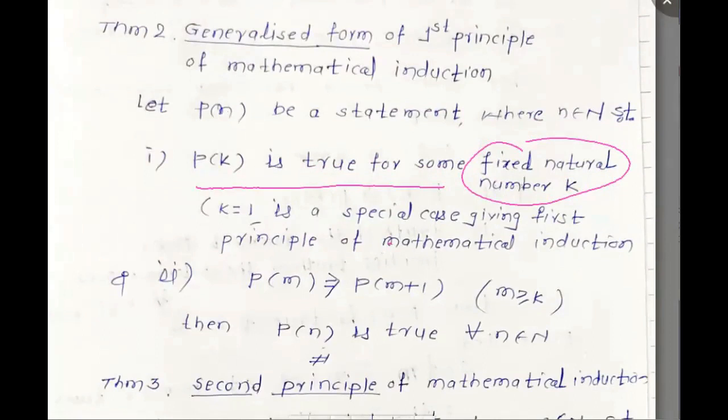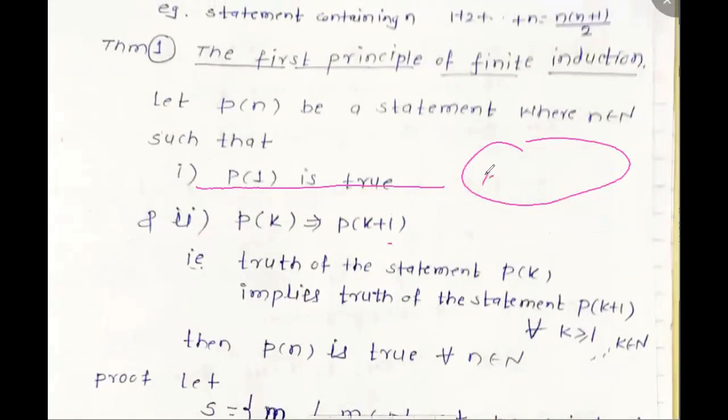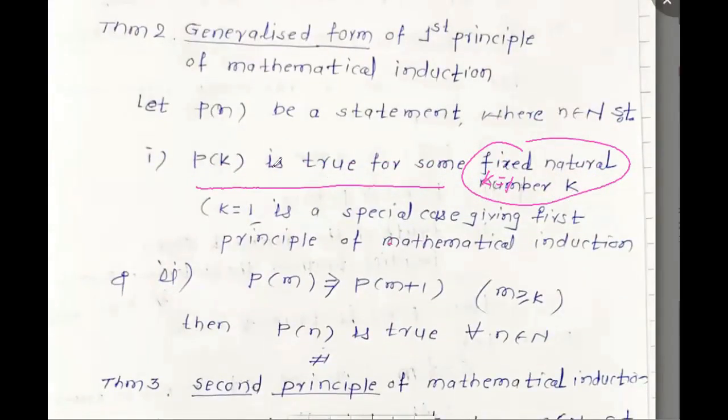The first form is the case when k is 1, that is, P of 1 is true in the first form. Now in the generalized form, P of k is true for some fixed natural number. This is the first condition. So k equal to 1, that is P of 1 is true, is a special case giving the first principle of mathematical induction. So in this statement, if we write k equal to 1, then we get the first principle of mathematical induction. And the second is the same.